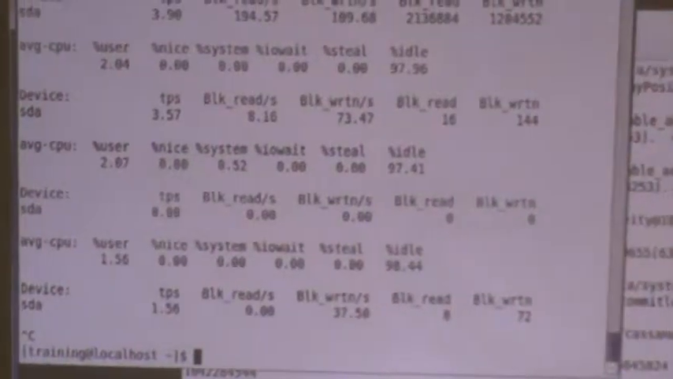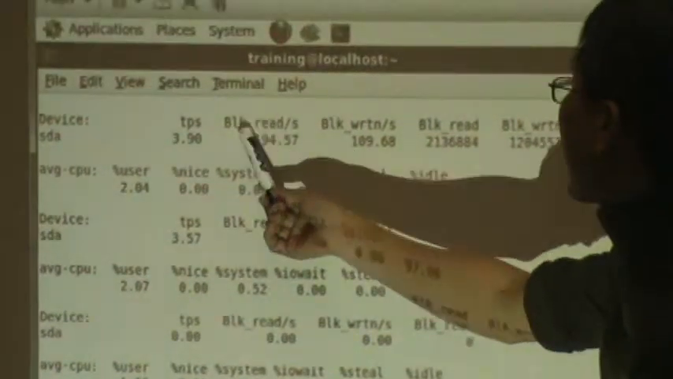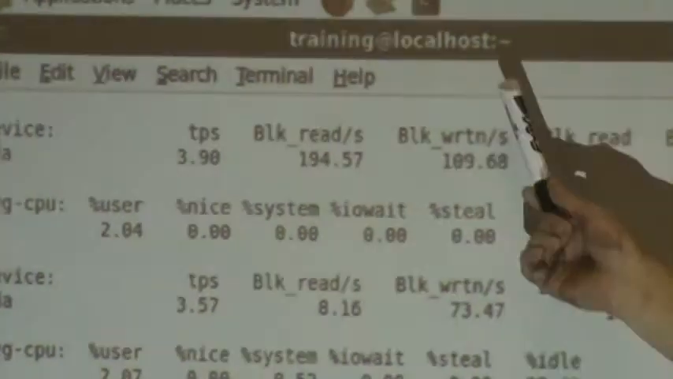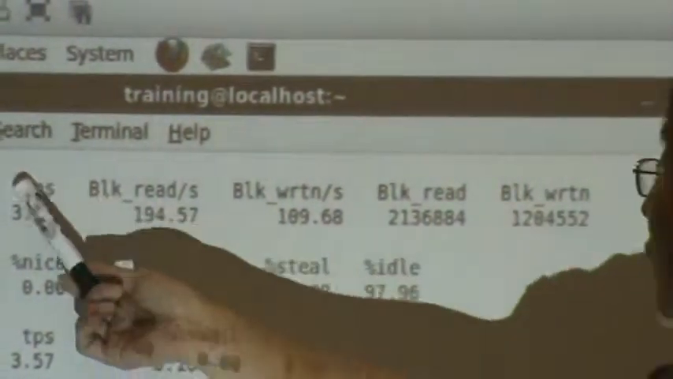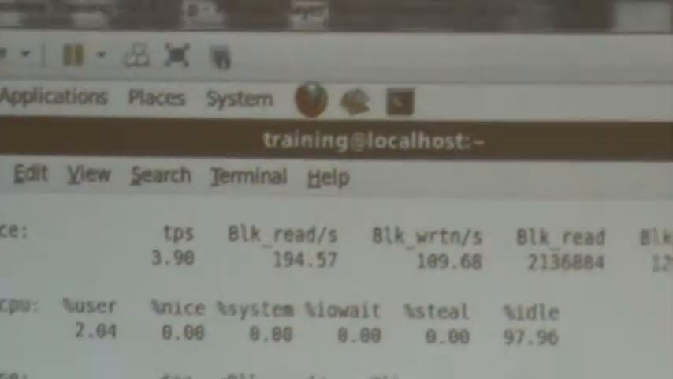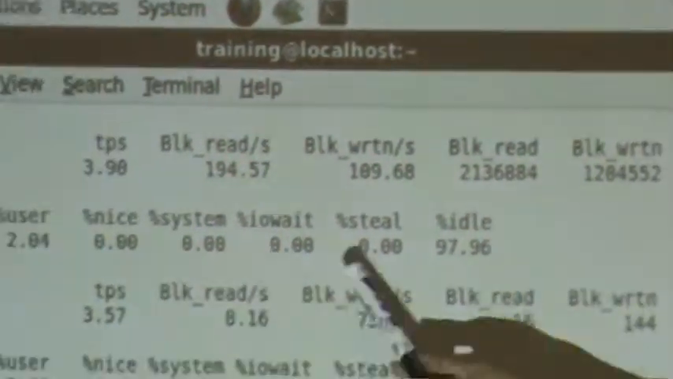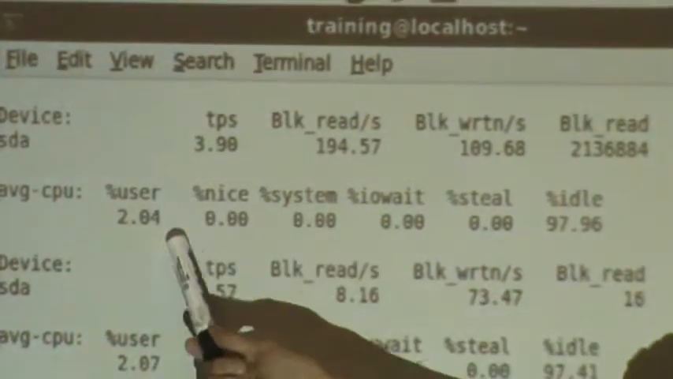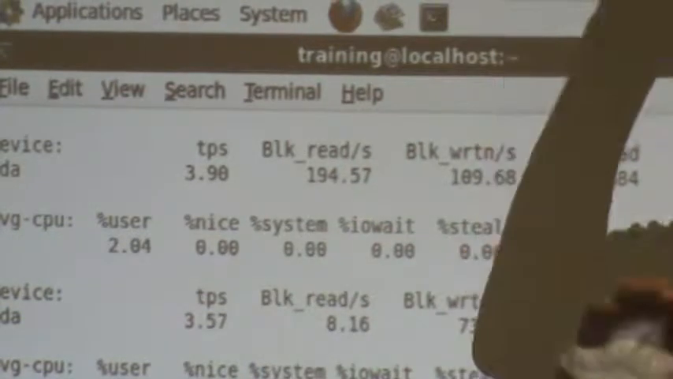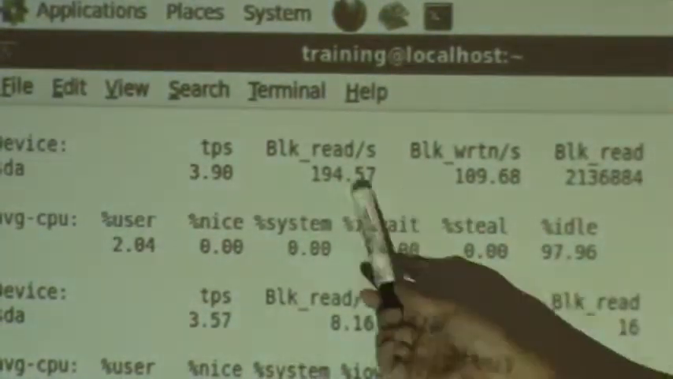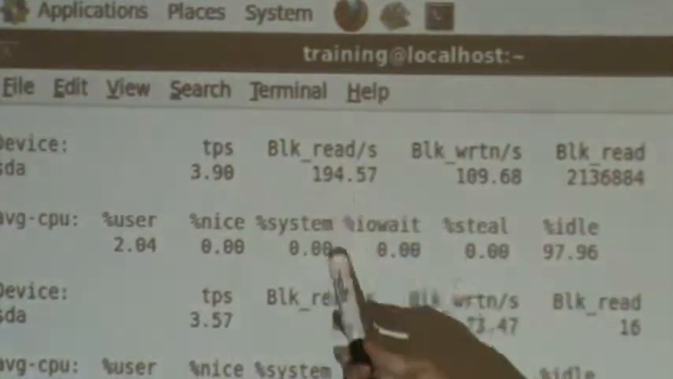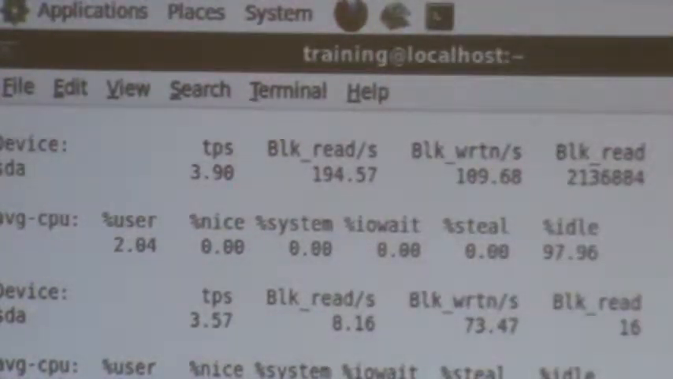Every 2 seconds it shows some information: how many blocks are read per second, and how many blocks are written per second. It's the transactions per second, blocks read, blocks written, and at that time what the CPU time is. There are two: the user CPU time and the system CPU time, which are user mode and kernel mode, and also the I/O wait. So you can judge whether your system is fast enough or not.